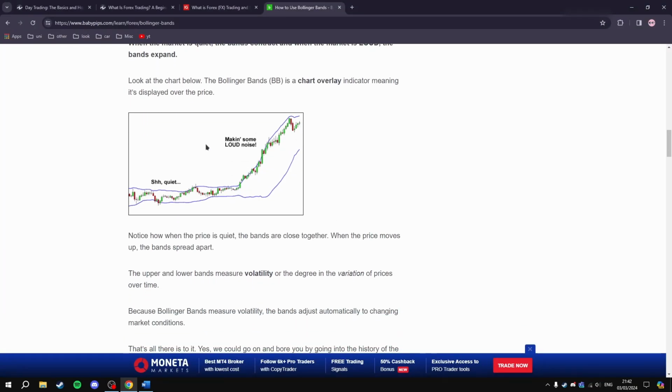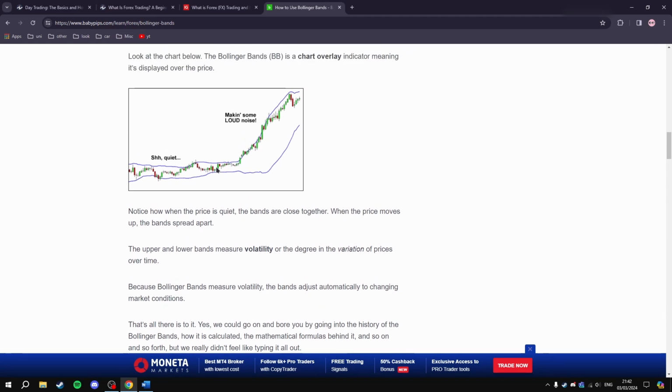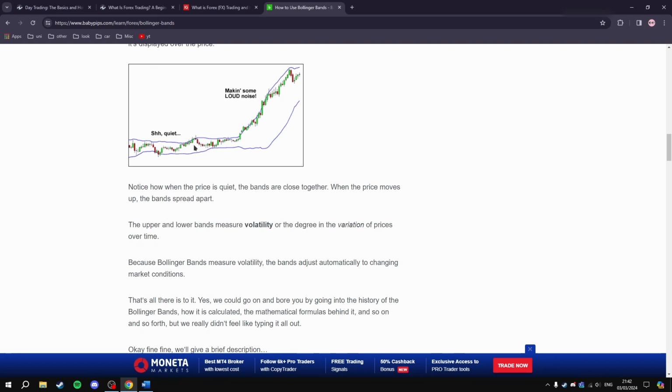Look at the chart below. The Bollinger Bands, or BB, is a chart overlay indicator, meaning it's displayed over the price. So the bands are contracted here and they get wider, so they expand. Shh, quiet, making some loud noises. Notice how when the price is quiet, the bands are close together. When the price moves up, the bands spread apart. The upper and lower bands measure volatility, or the degree of variation of prices over time.